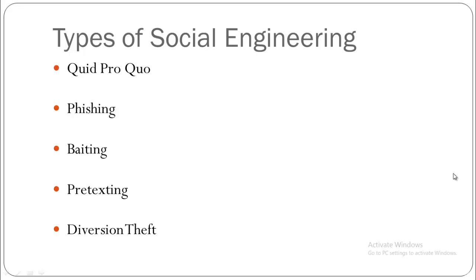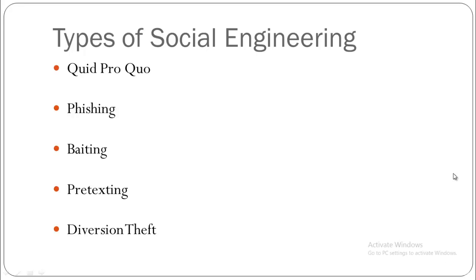After that, we have pretexting, which is an invented scenario, where you invent a scenario and then try to save someone from it. And finally, we have diversion theft, which is a con. To explain in detail, I'll explain each of these in one line.